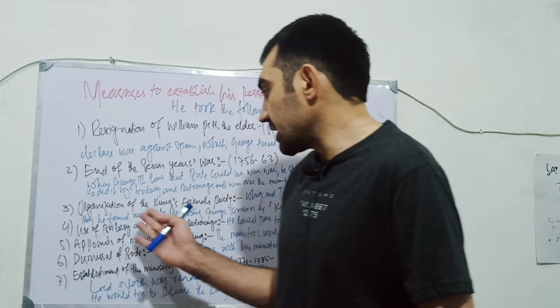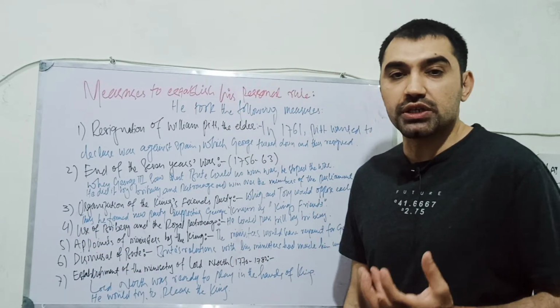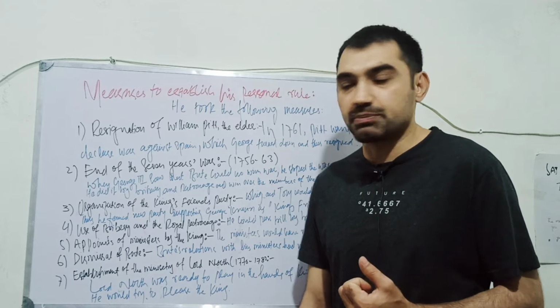So this organization of the King's Party was another important measure that he took to establish his personal rule.